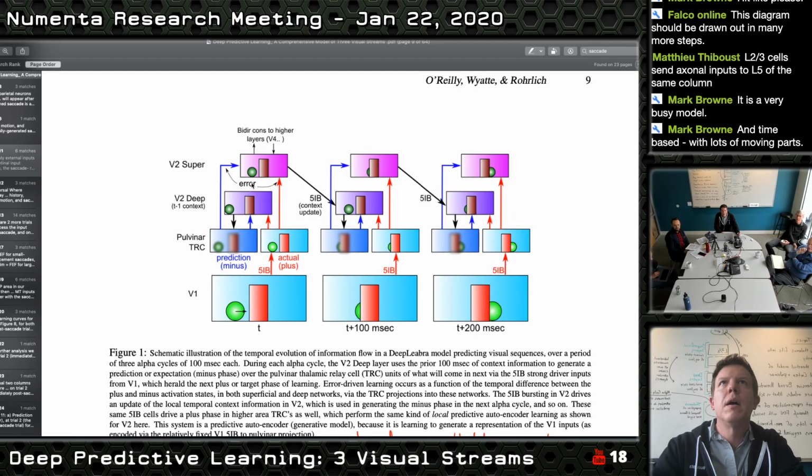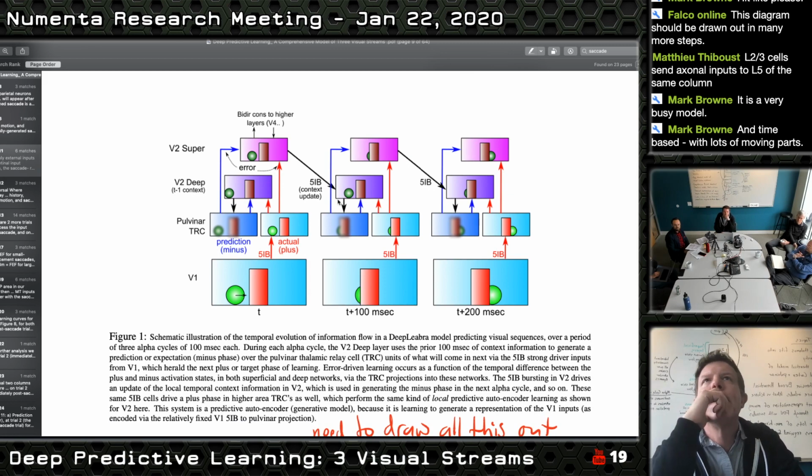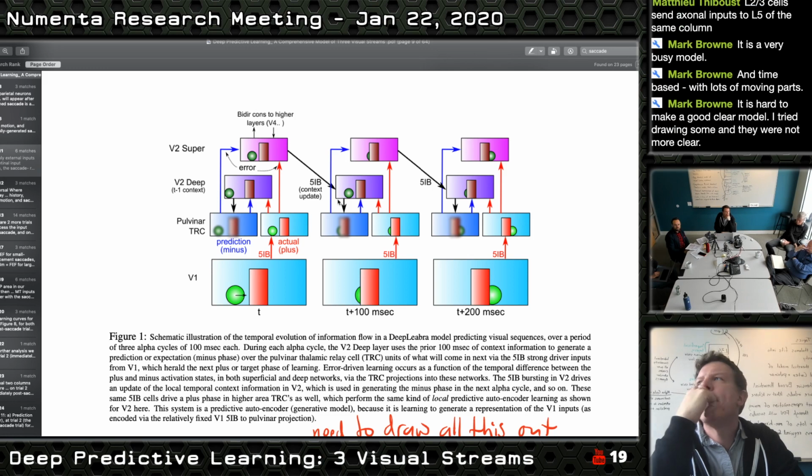So this context update, do they have any temporal phase associated with that, or does that arrive on the plus side or the minus side of the alpha cycle? No, I mean, it's just the end of the alpha cycle, right? Like in this diagram, it looks just like the deep layer gets a copy of the V2 to hold on to, to make a prediction for what's coming next. Okay, so you're saying it's a retained signal that's available on the next alpha cycle.